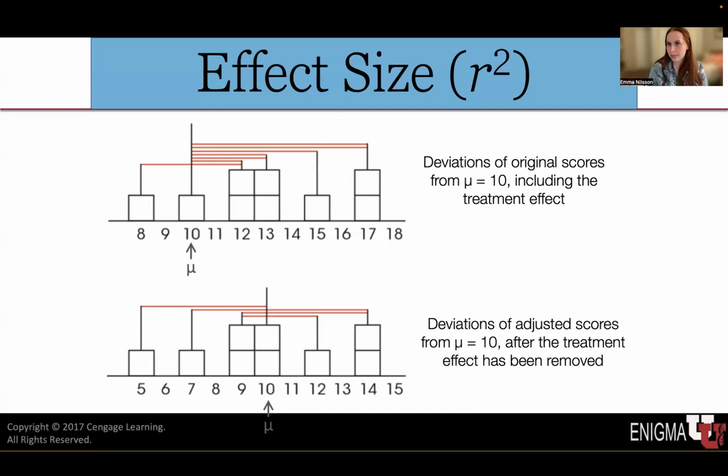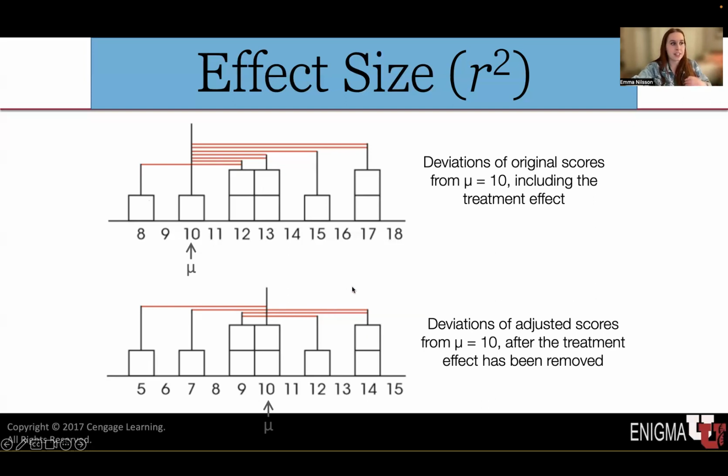Now, this bottom figure is what happens if the treatment effect is removed. To remove the treatment effect, we saw that the hypothesized population mean was 10 and the sample mean was 13. That has a difference of plus 3, so we are just going to subtract 3 from every single one of the scores. In that way, we are essentially removing the treatment effect. So these are the adjusted scores, and once again, the deviations from the mean of 10 are shown in red lines.